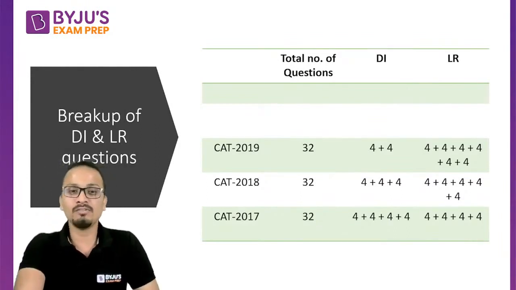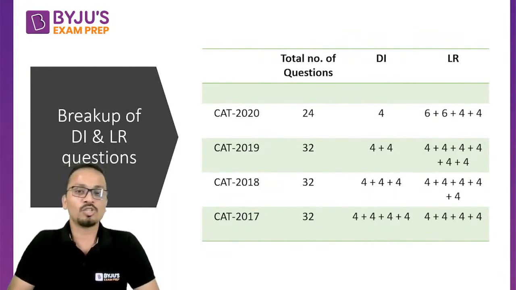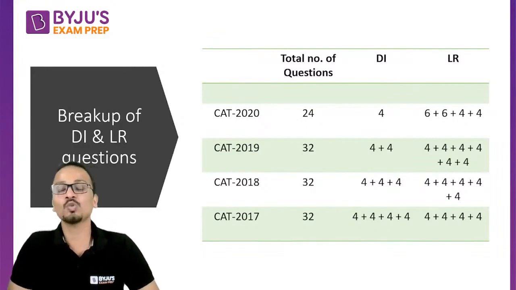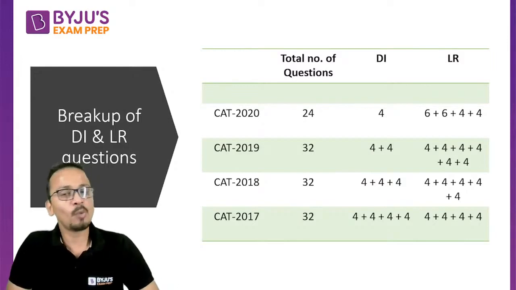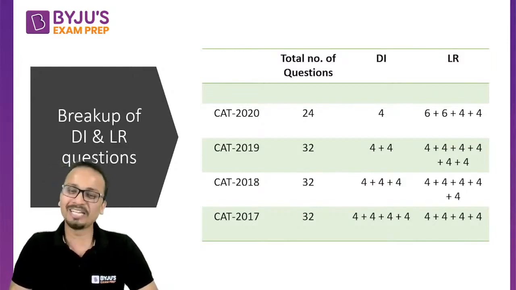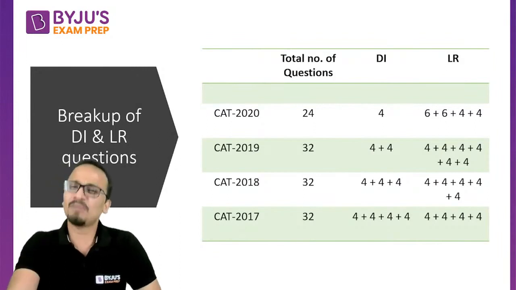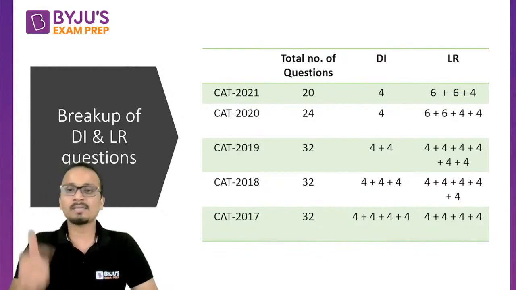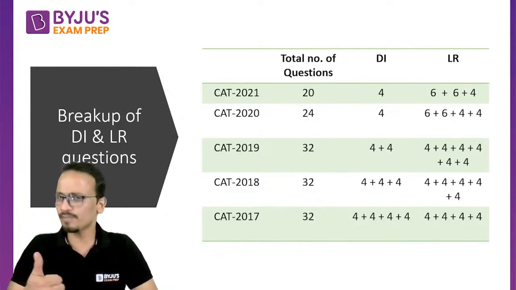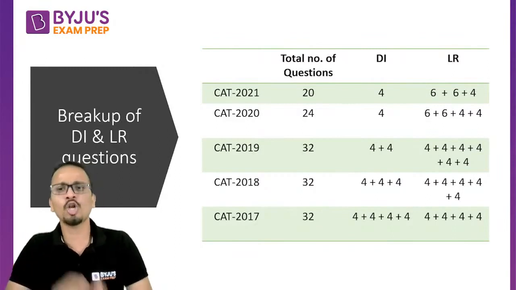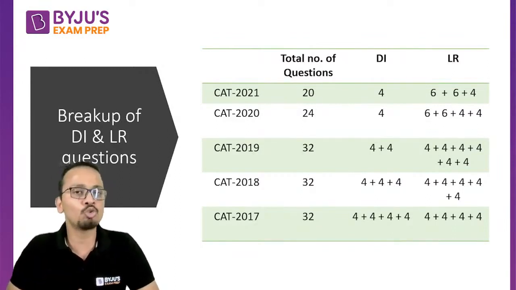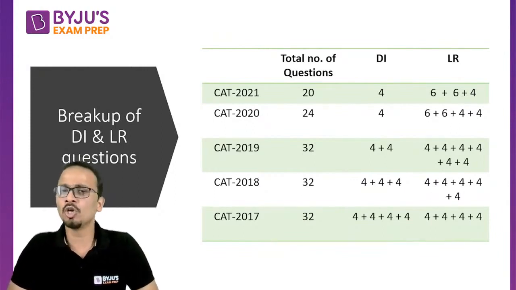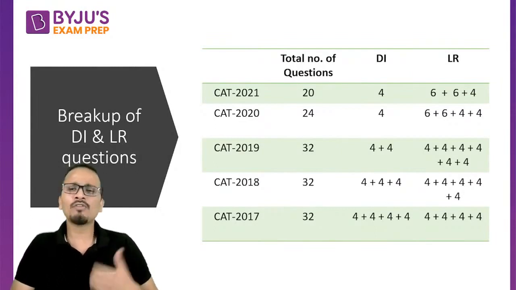So in 2020, we saw the reduction in number of questions. There were 24 questions and there was only one data interpretation set, and the remaining 20 questions were on logical reasoning. Now in 2021, they could not reduce the number of questions of data interpretation further. So the number of questions of data interpretation remained the same, 4 questions, and there were 16 questions, 6 plus 6 plus 4. So there were 2 sets of 6 questions and there was 1 set of 4 questions on logical reasoning in CAT 2021.